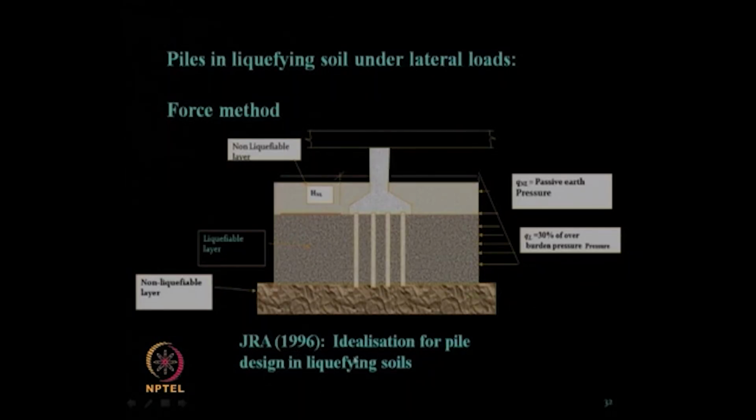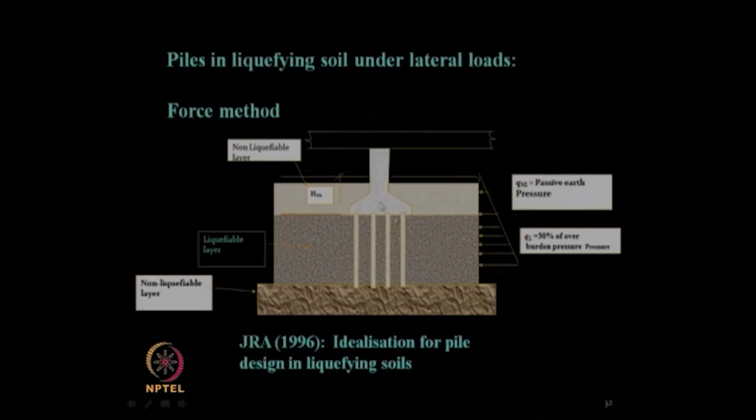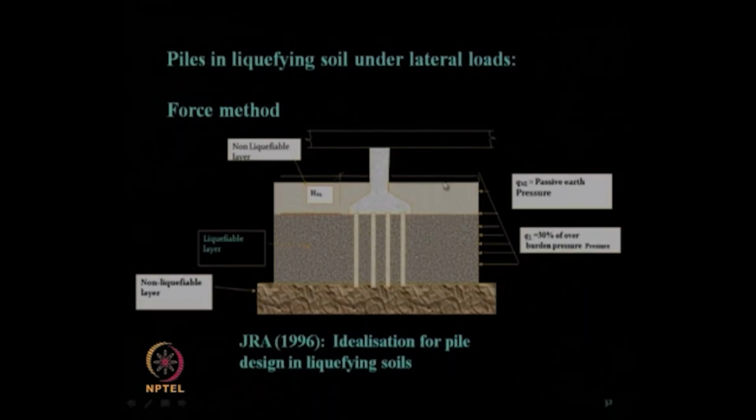through liquefiable layer. So, this is an idealization of pile for the design in liquefied soil. Suppose you have a superstructure like this, which is supported on various piles. So, this is the pile foundation, a group of piles, and at this portion you have a non-liquefiable layer. So, this layer is not going to liquefy.